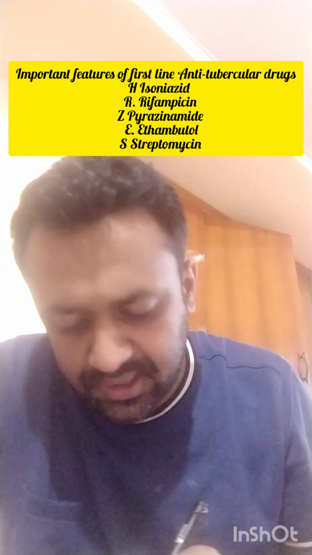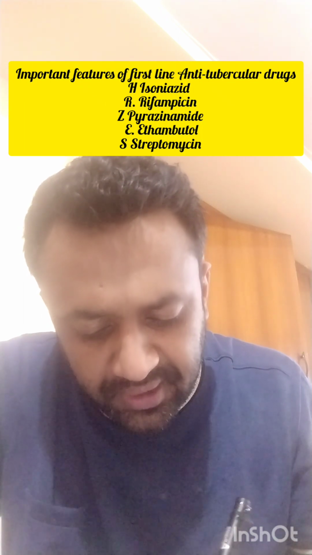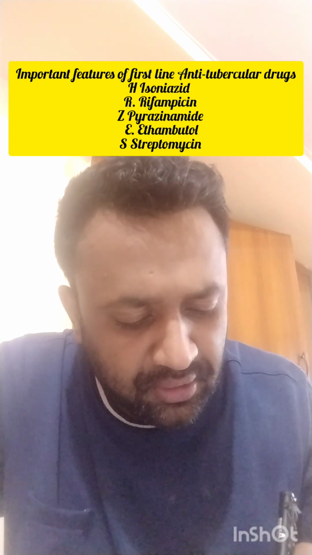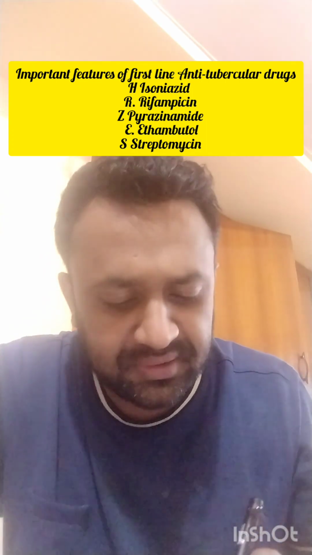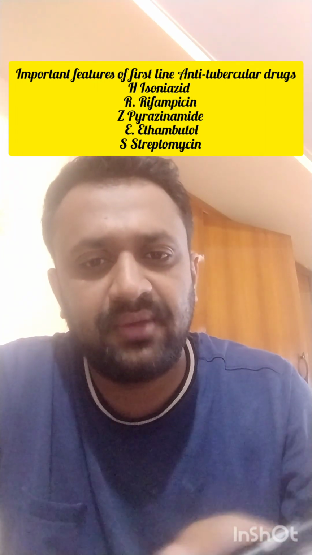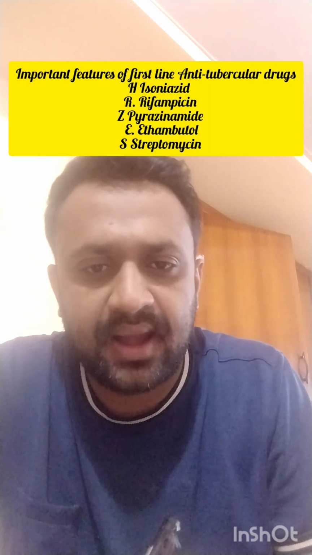Ethambutol acts by inhibiting an enzyme called arabinosyl transferase, which is helpful in arabinogalactan synthesis, that is, formation of the cell wall. By inhibiting this, there is no cell wall formation. It is a bacteriostatic anti-tubercular drug, and it is first line.